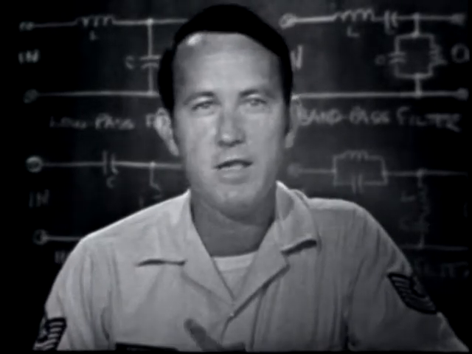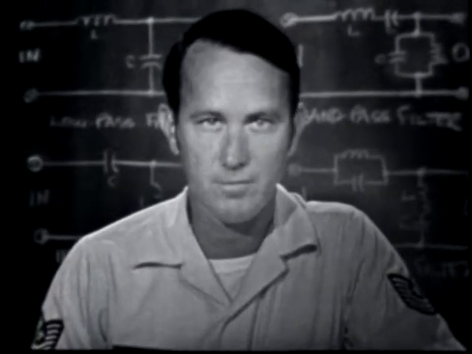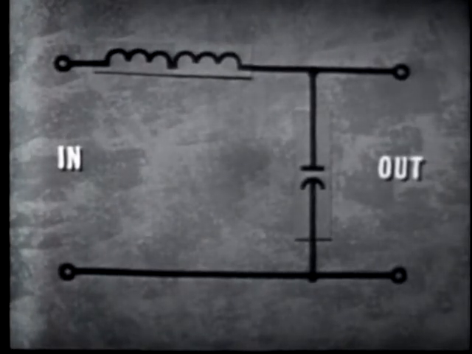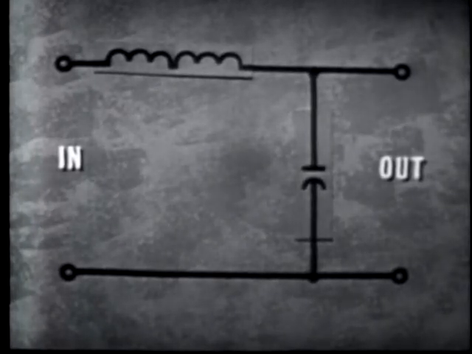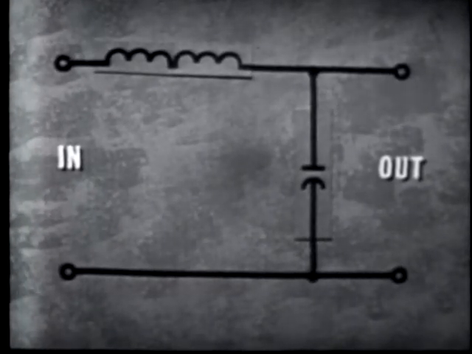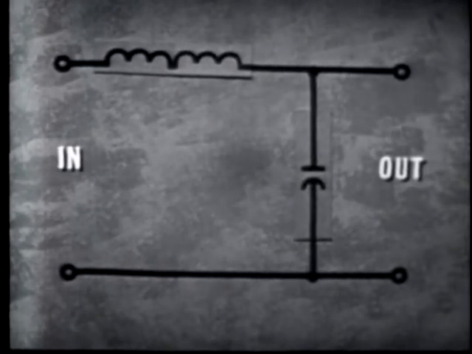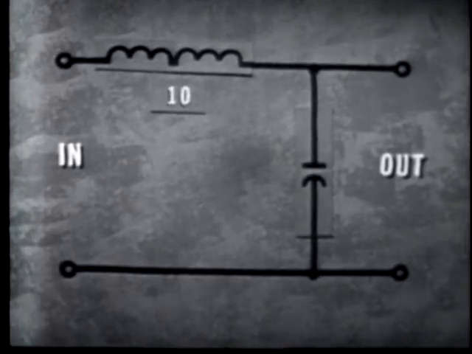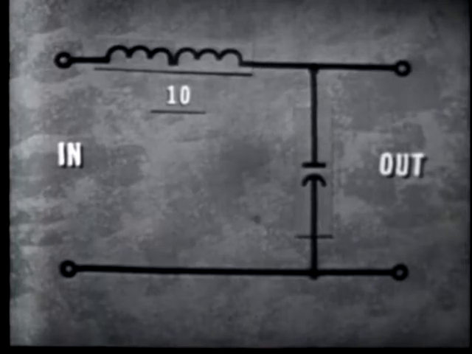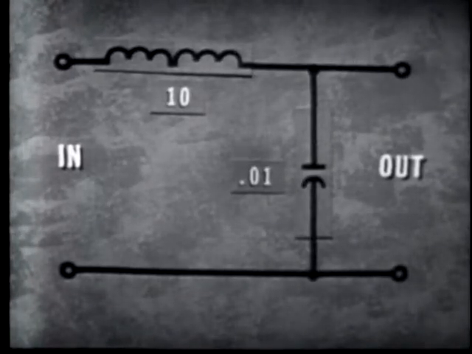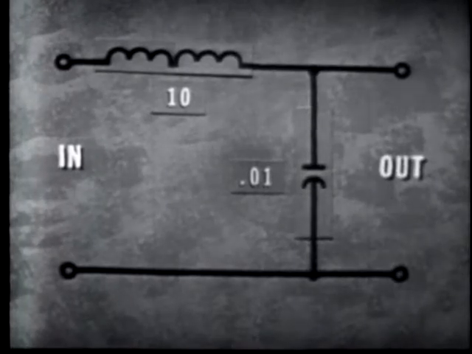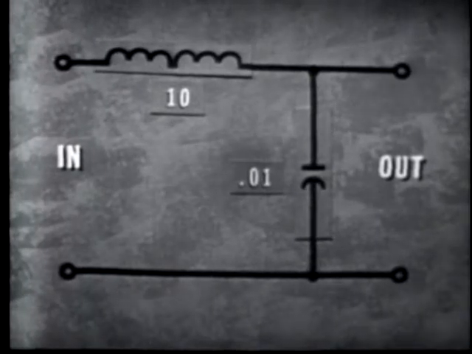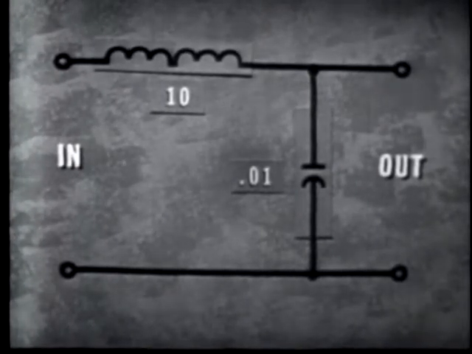We'll start out with the basic L section low-pass filter. The inductor in the series position of this filter will pass low frequencies but reject high frequencies. The specific frequency range the filter will affect will depend, of course, on the size of the components. If the inductor is 10 henries and the capacitor is 0.01 microfarads and the output is hooked up to the scope, as in our demonstrations, the frequencies passed will be below 600 hertz. Those above that value will be rejected.